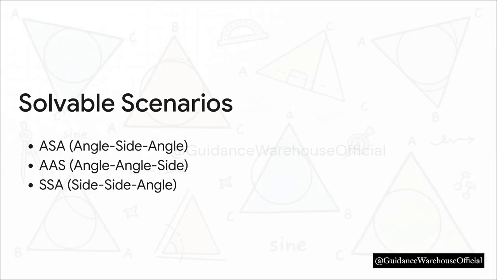But to actually crack these things, you need a starting point. You absolutely must have at least 3 known values to start your puzzle. And this is absolutely crucial. At least one of those values has to be a side length. To get started today, we're going to look at 3 solvable scenarios. First, ASA, which is where we know 2 angles and the side squeezed right between them. Next is AAS, where we have 2 angles and a side just outside of them. And finally, SSA, which gives us 2 sides and an angle outside them.